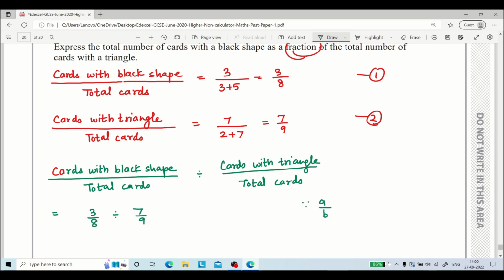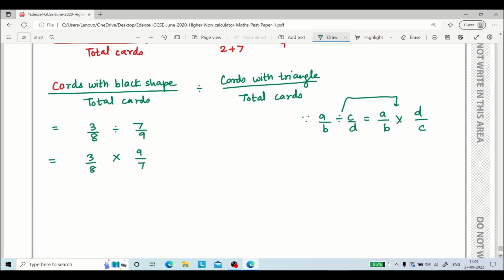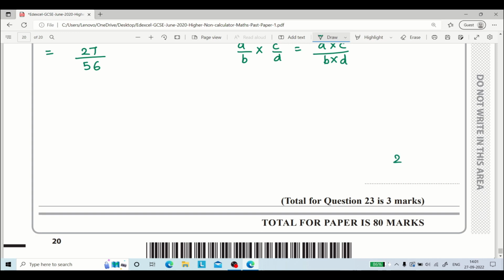Whenever we have a fraction which is being divided, what do we do? We flip the second fraction, right? We flip it as d over c and we replace the division sign by multiplication. So that gives us 3 over 8 into 9 over 7. I hope I'm clear with this. Any doubts? So 3 into 9 is going to be 27. 8 into 7 is going to be 56. Why? A upon B into C upon D is basically A into C over B into D. Right? So yes, that's your final answer. 27 over 56 is the fraction which is needed.